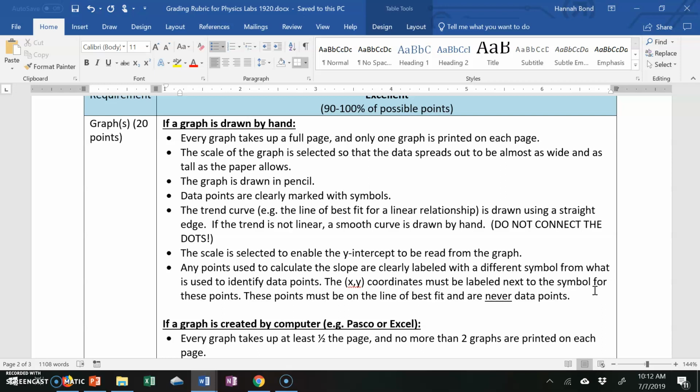Okay, and then a final point, which is very important. When you have a linear trend, you're going to be calculating the slope of that line. And so you'll need to choose 2 points from the line of best fit to calculate that slope. These 2 points must not be the original data points. They must be 2 other points from the line of best fit. Use a different symbol to represent these 2 points that are used to calculate the slope, and write the x, y coordinates of those 2 points just above each point.